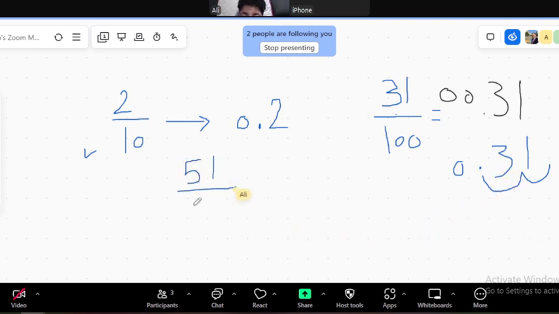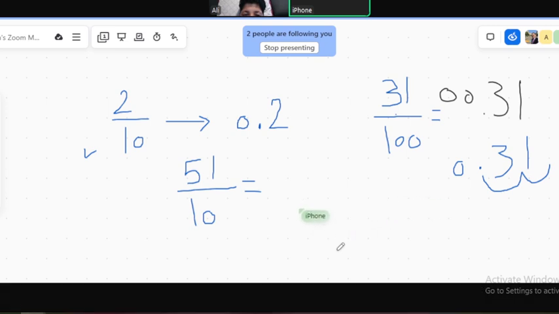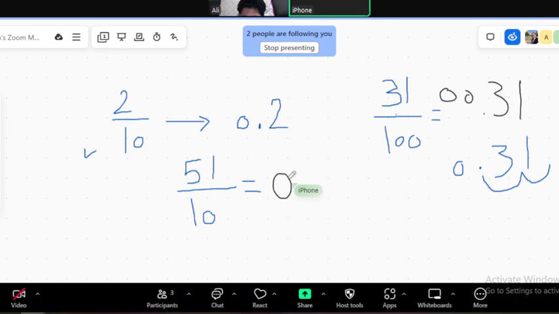51 tenths. Can you find the result, Mariam? Okay. 51. Be sure that you have in the denominator 10 or 100 or 1,000. Okay? Take it step by step. First, is the denominator 10 or 100 or 1,000?